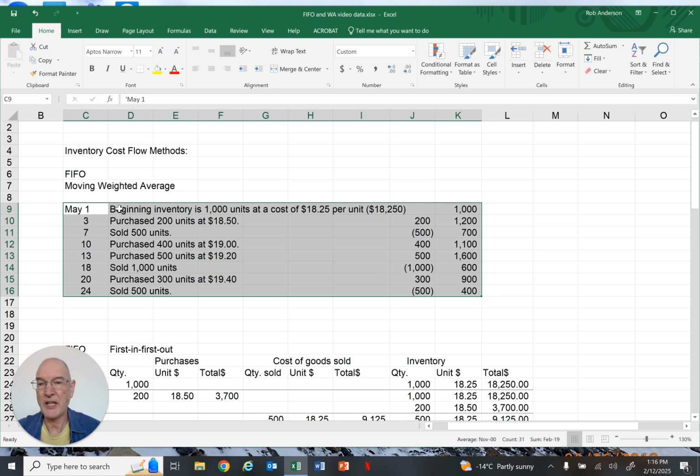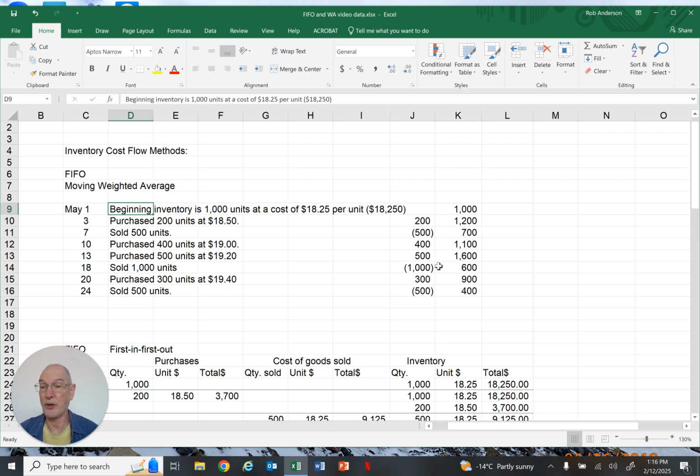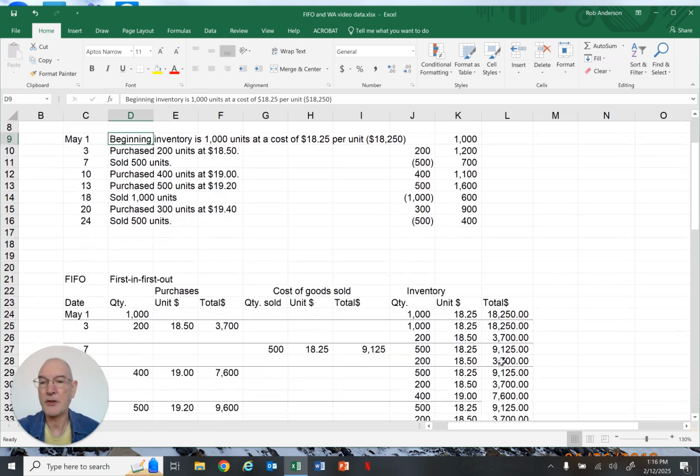Notice that we start with a beginning inventory. So whether this is January 1 to start a new year or the beginning of a month, as in this case, we always have a beginning inventory, which we're not buying, we just already have it. So let's have a look at how these work. So our beginning inventory is 1,000 units. Now I could have written $18.25 in here, but we often don't, just because we start with a total. So we have $18,250 worth of inventory.